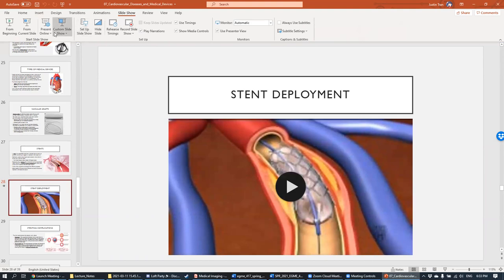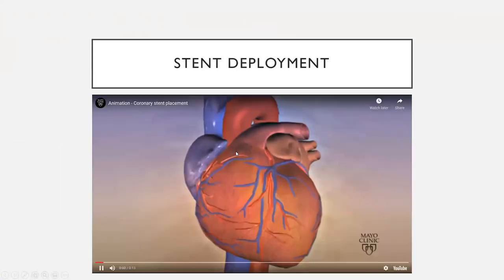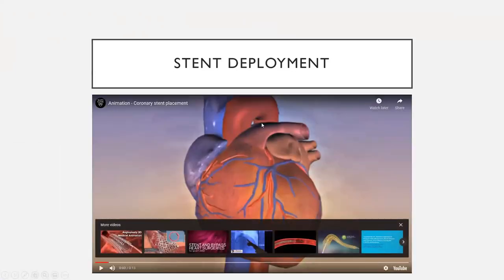View. Slideshow from Chromesight. There we go. Okay. And so this is a video, there's no sound, so you don't have to worry about it. But this video is basically going to show you how the stent is being deployed. So can everyone see my presentation screen?